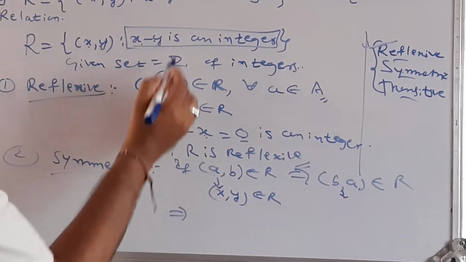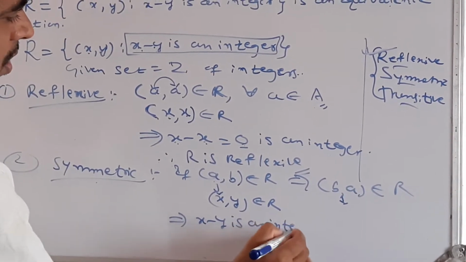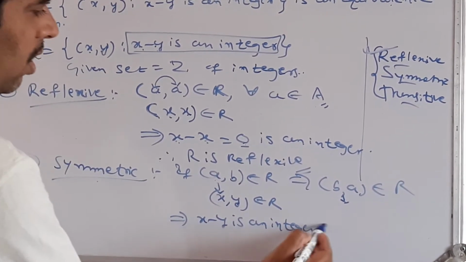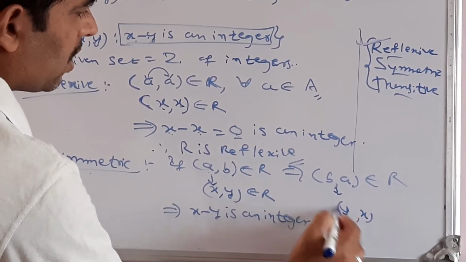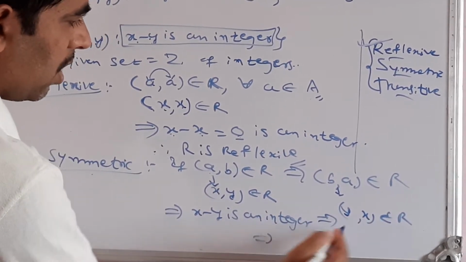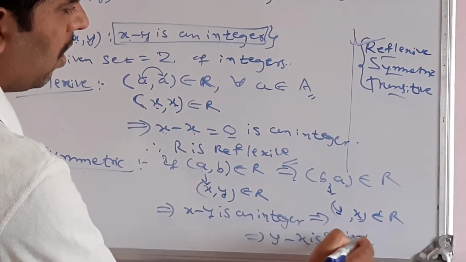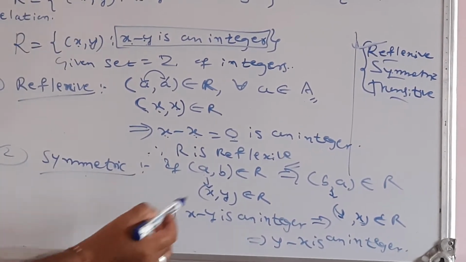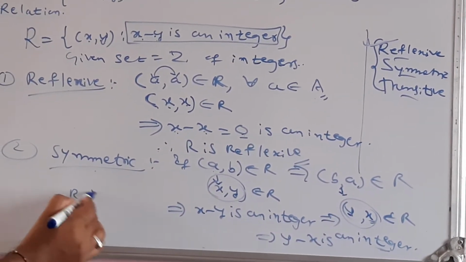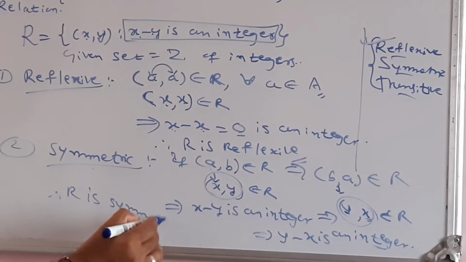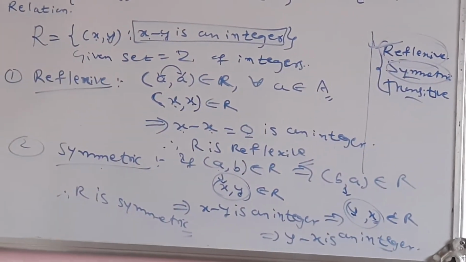xy belongs to R means x minus y is an integer. This implies yx belongs to R. That means the difference of y and x, y minus x, is also an integer. So if the difference of x and y is an integer, then the difference y minus x is also an integer. Therefore, we can easily say that R is symmetric. So the reflexive property holds good and the symmetric property holds good.